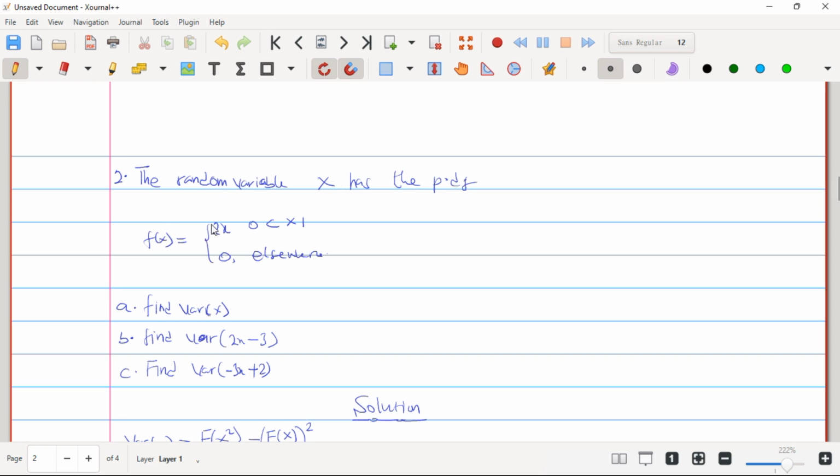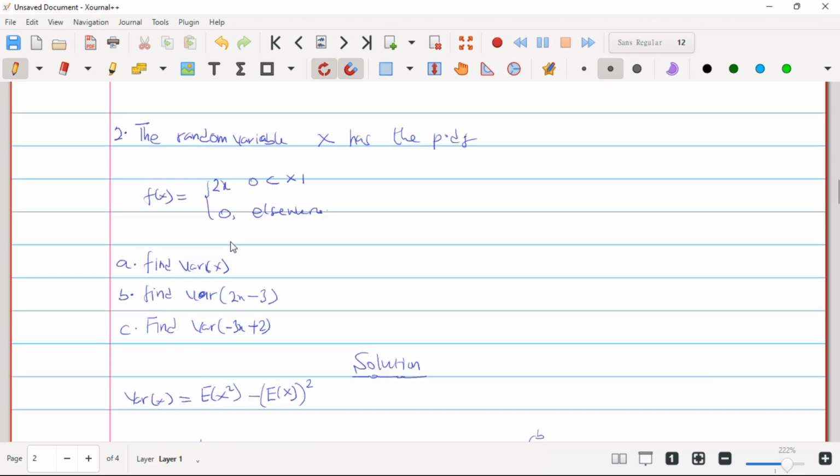And the random variable x has pdf f of x equal to 2x, where x ranges from 0 to 1 and 0 elsewhere. So what do you think? Is this a discrete random variable or a continuous random variable? Okay, this is a continuous random variable, right?